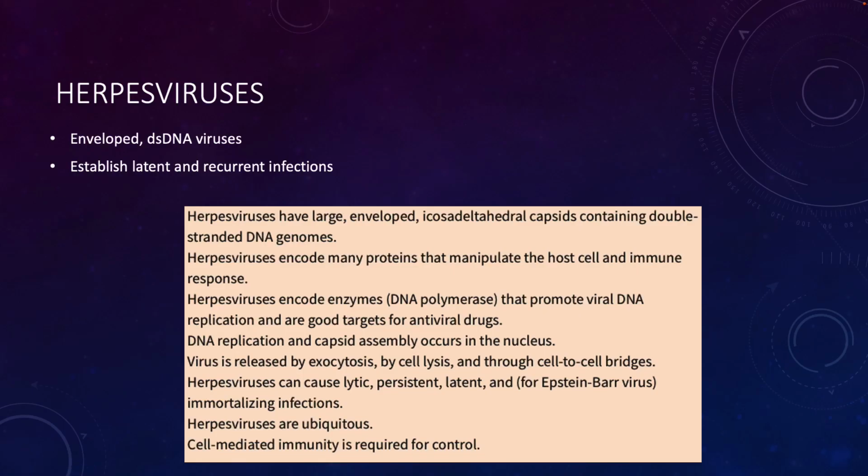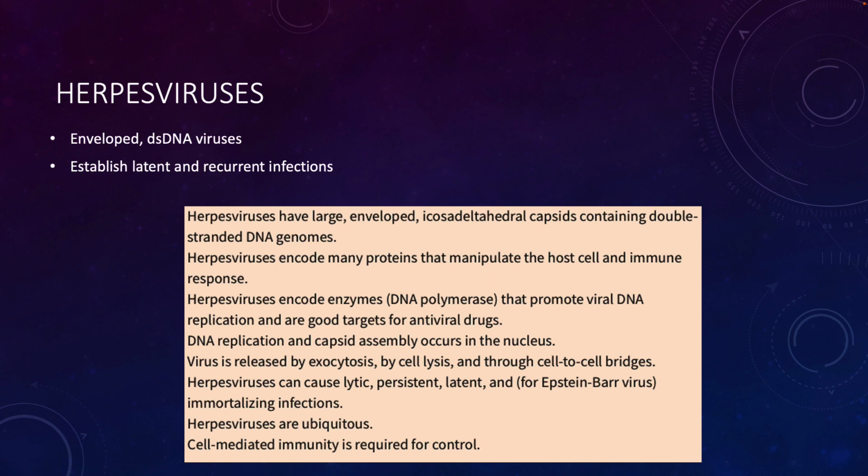Herpes viruses are a large group of double-stranded DNA viruses that have an envelope. So this is different from the other double-stranded DNA viruses we've talked about. Herpes viruses are super common, and they can establish both latent and recurrent infections. And there are even some that can cause cancers. They can encode many proteins that will manipulate the cell and immune response.